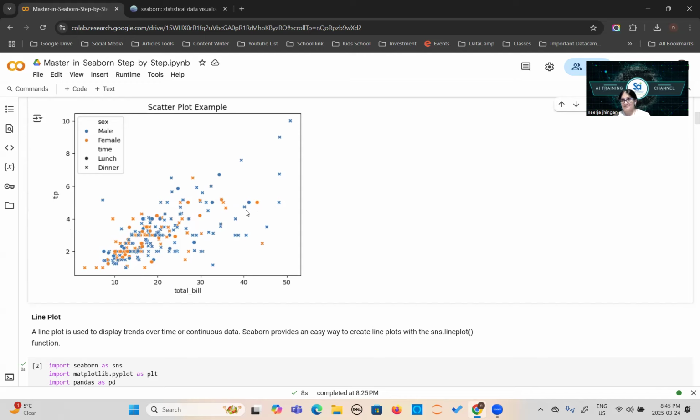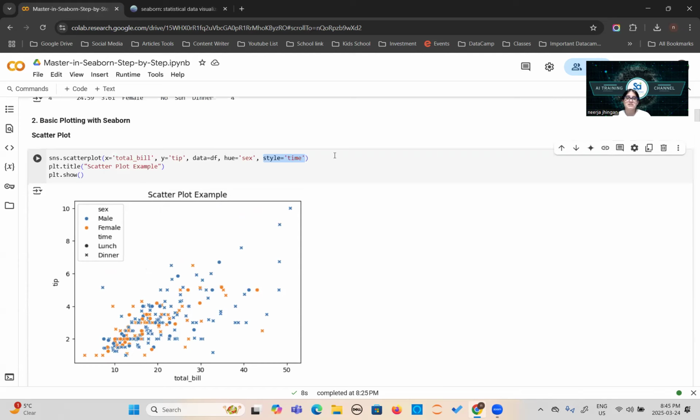At dinner time, right? Because the cross is showing dinner. The male went for the dinner. Okay, so this is the beauty of Seaborn. Using a single line, you can draw so many things, and this is the way you need to interpret your result too.